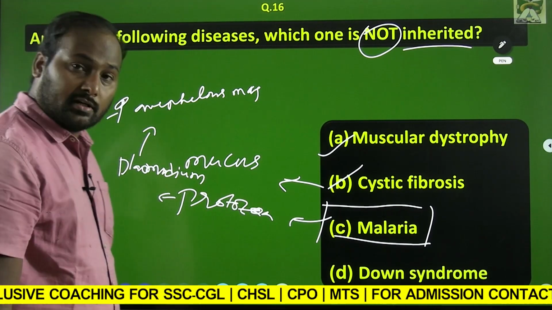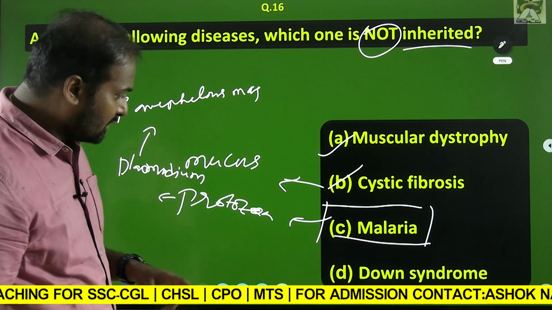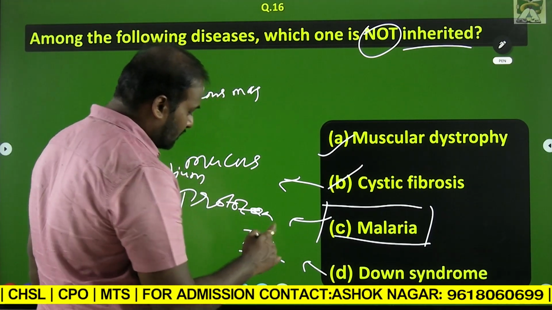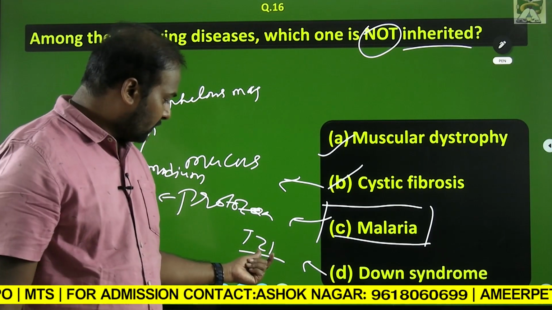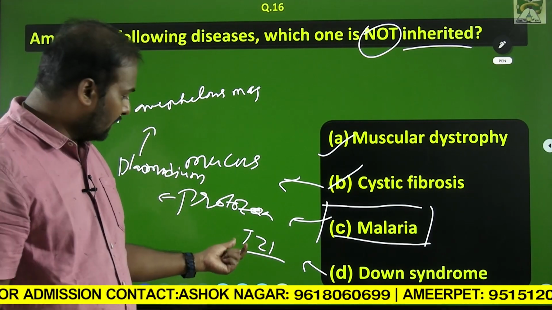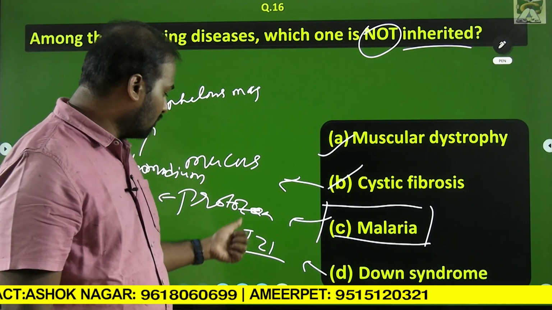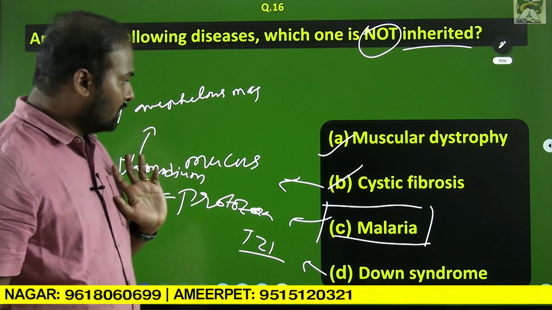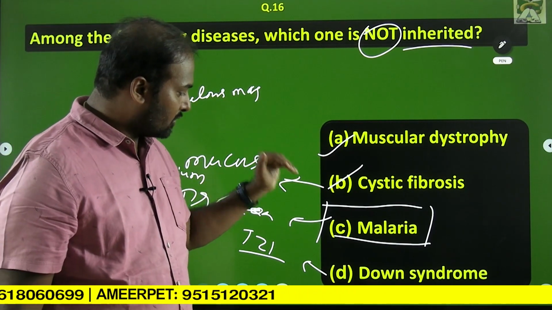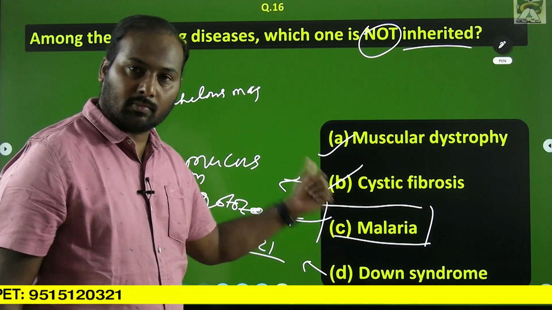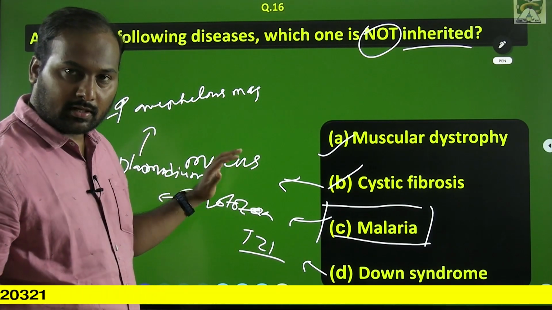Even Down syndrome. See, Down syndrome is a chromosomal aberration where you can see a trisomy at 21. Trisomy means addition of an extra chromosome in the 21, that is chromosome number 21. You can see the addition of one extra chromosome, that is trisomy at 21. That is Down syndrome. So muscular dystrophy, cystic fibrosis and Down syndrome are all genetic diseases, whereas malaria is a disease caused by a protozoa, that is Plasmodium.